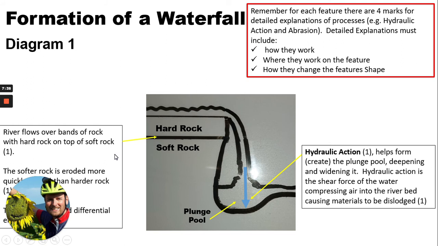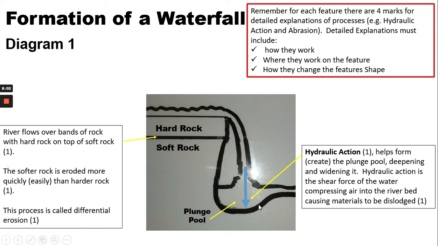So the key points here, I would start off with here: 8 marks, remember. River flows over bands of rock, which are hard rock on top and soft rock underneath. Okay, 1 mark. The softer rock is eroded more quickly than the harder rock. 2 marks. This process is called differential erosion. That gets a mark too, so that's 3 marks.